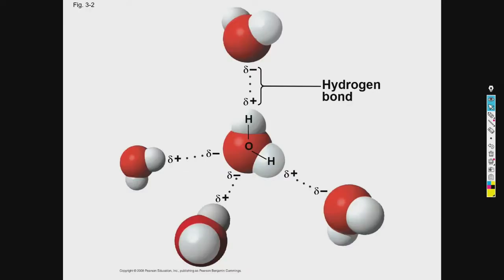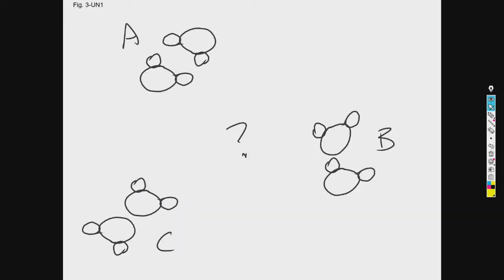So this is a little bit more of an elegant diagram that shows this a little bit more nicely than what I was able to draw. And once again, here we have the lowercase Greek delta, partial negative charge right here, partial positive charge right here, and then the hydrogen bond that connects them. So the fact that water forms these hydrogen bonds due to this polarity gives water some really, really strange properties. And one of them we already mentioned, water molecules like to stick to each other. That's something that we call cohesion. And that's in the notes in just a second.